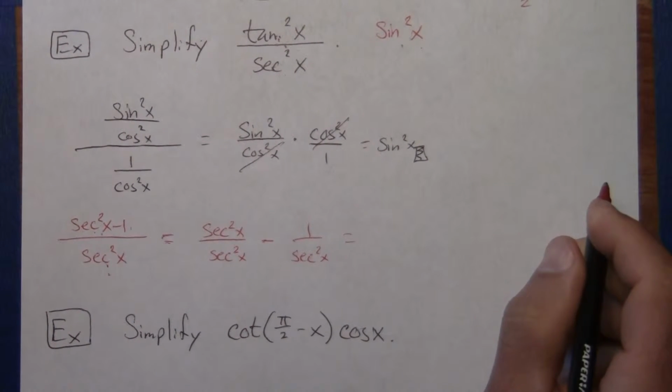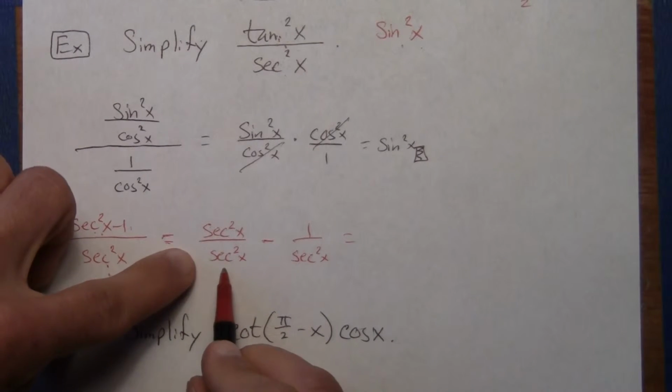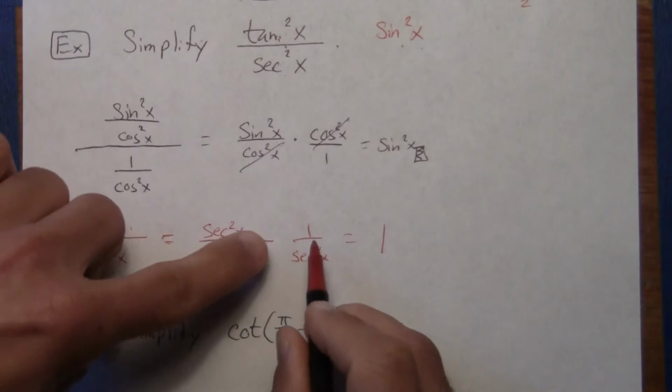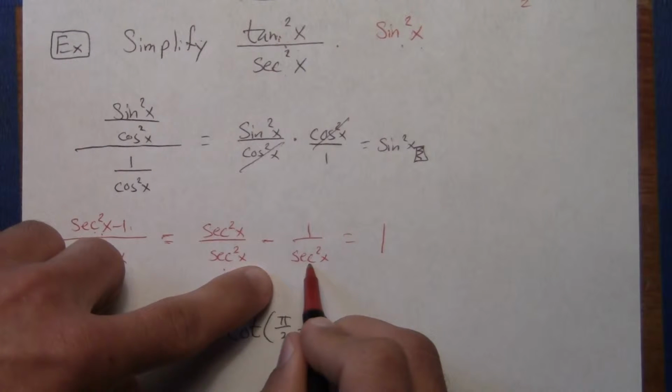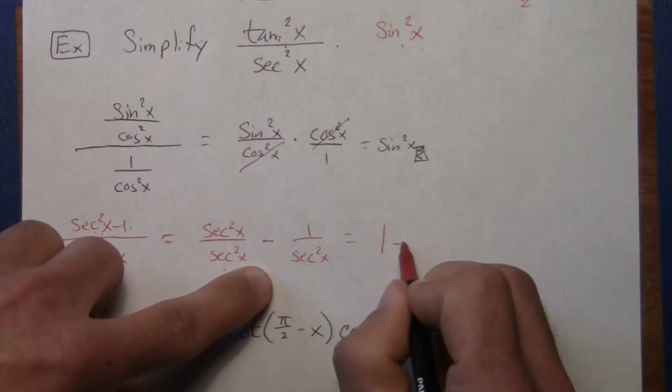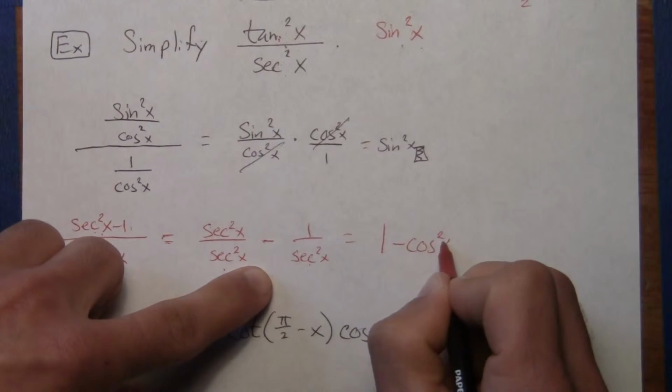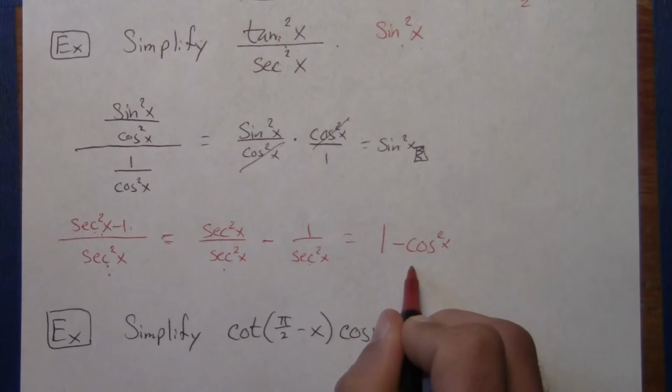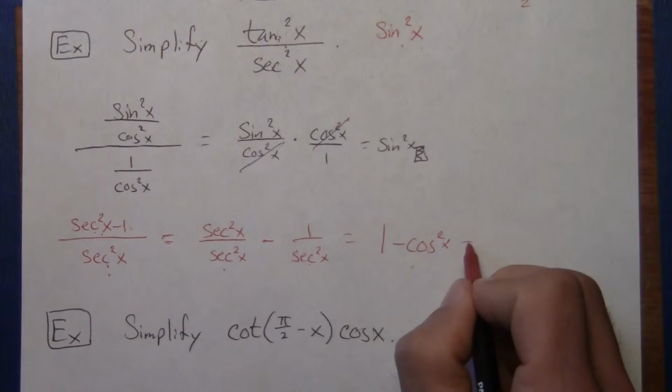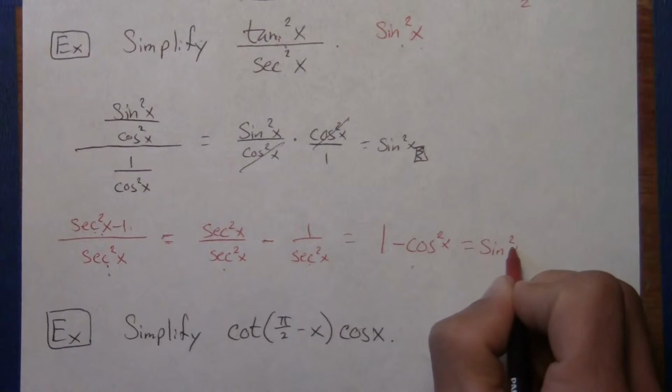And you might look at that and say, I don't see how that's helping me. Well, what is that actually equal to? Well, that's 1 over secant squared. 1 over secant, the reciprocal of that would be cosine. That's actually 1 minus cosine squared. And sure enough, if you go look up your identities, 1 minus cosine squared is equal to sine squared of x.